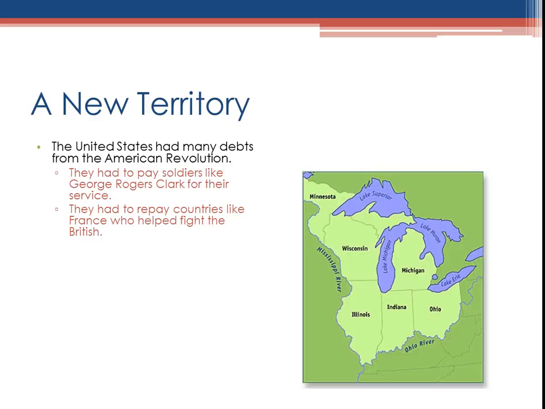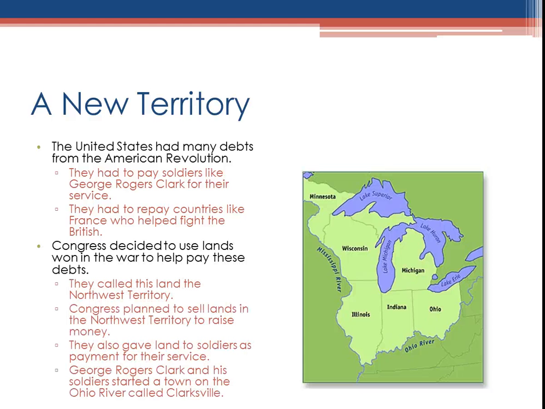The United States, just like the British before, had many debts from the American Revolution. Remember, George Rogers Clark and his men helped them win the war in this area. So they had to pay soldiers, and they also had to repay countries like France, who helped fight the British. These events didn't happen for free, and the United States, as a new country, didn't have a lot of money, so they had to figure out a way to get some money.